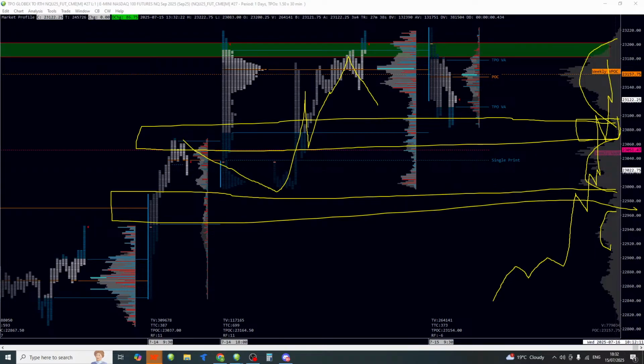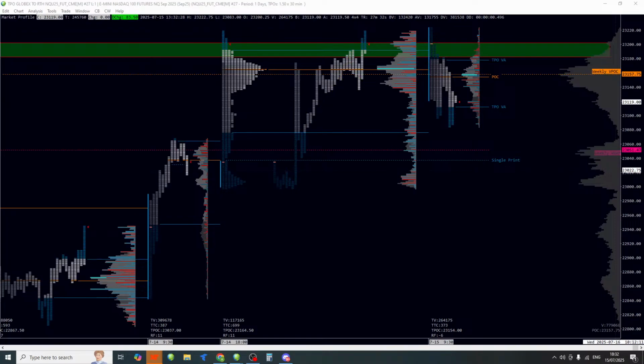Hopefully this is slowly starting to make sense. We're going to talk about market profile next week. So let's just continue on volume profile for now.